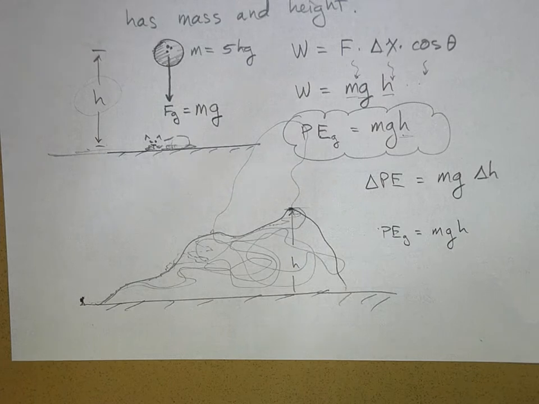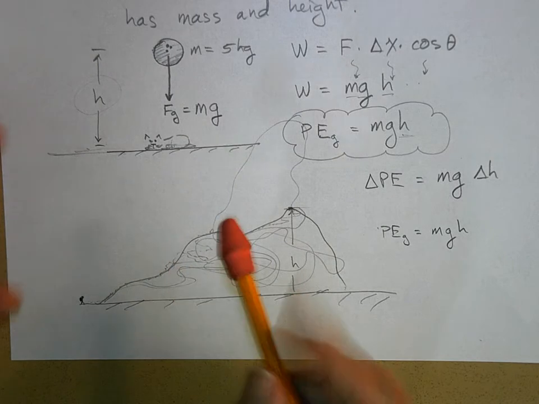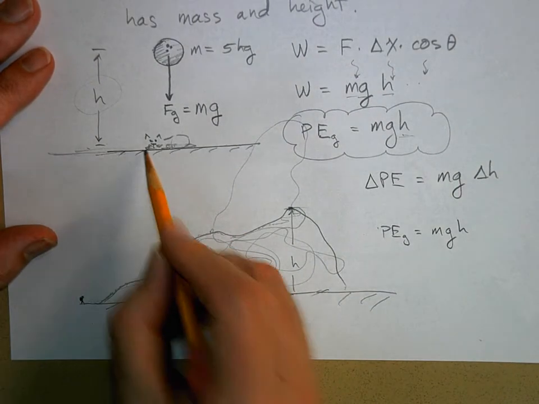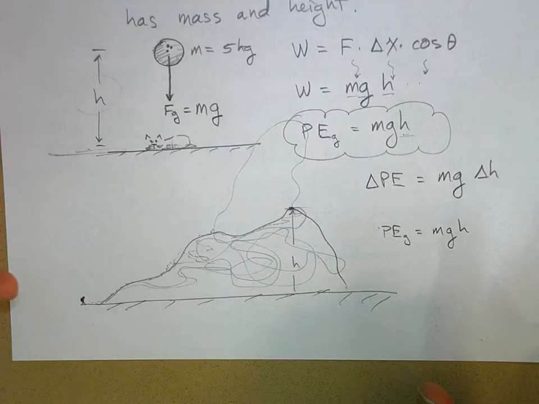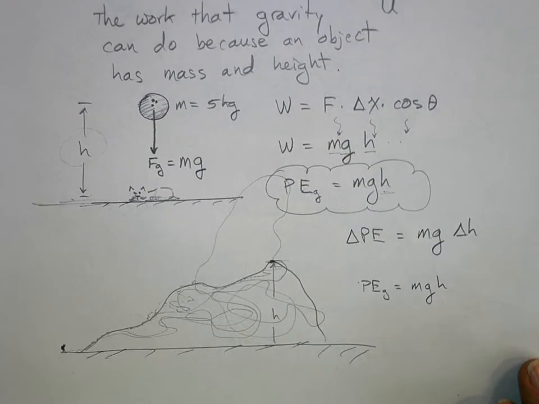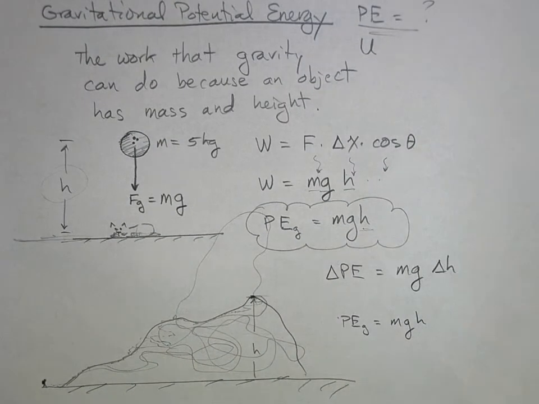Oh, by the way, height can be negative. What if... you don't have to change your notes or anything, but what if... well, never mind, we'll worry about negative potential energy later. We will get to it. Now, kinetic energy is always positive. 1/2 mv squared is always positive. But gravitational potential energy can be negative if you're below. Okay, I'll go ahead and do it.